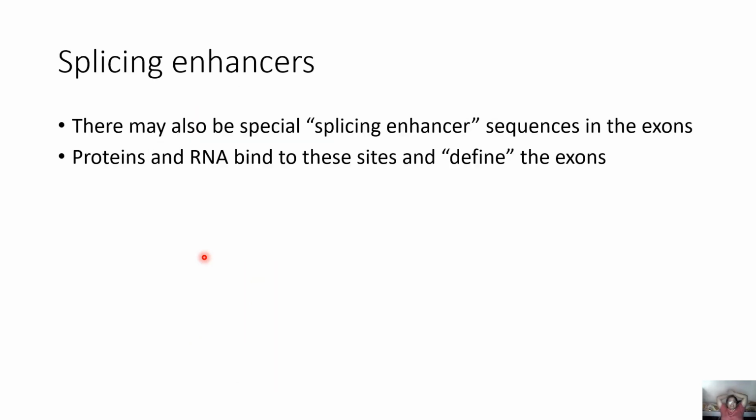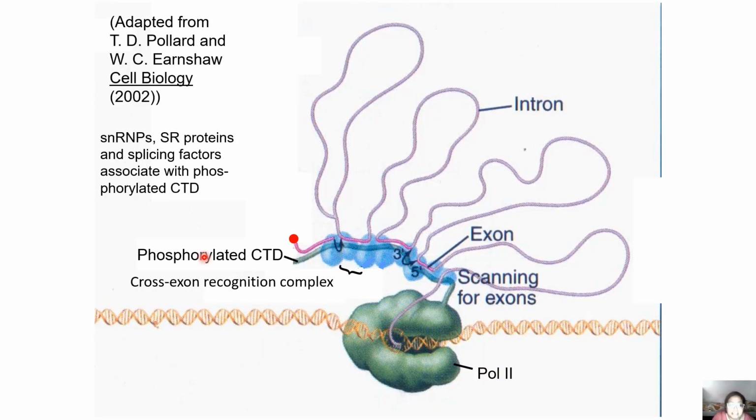Now, what do we call splicing enhancers? There also may be special splicing enhancer sequences in the exons. Proteins and RNA bind to these sites and define the exons. Okay, so this is adapted from the main paper, if you can see it, T.D. Pollard and W.C. Earnshaw, Cell Biology. snRNPs, SR proteins and splicing factors are associated with phosphorylation of the CTD, or C-terminal domain. Sorry.